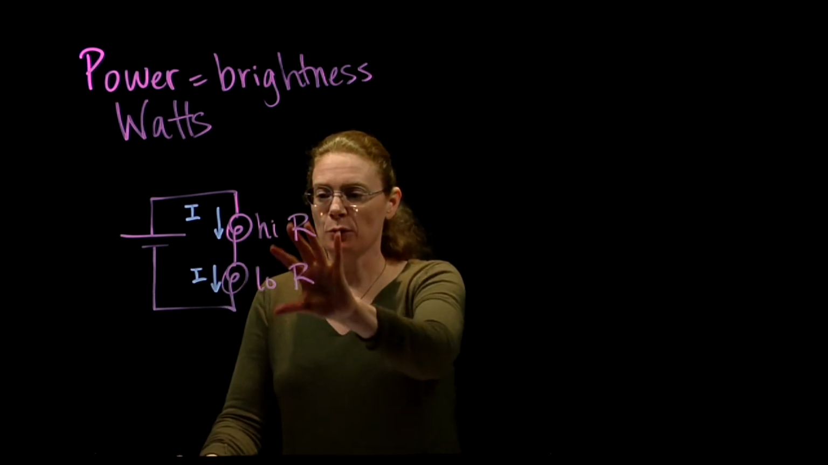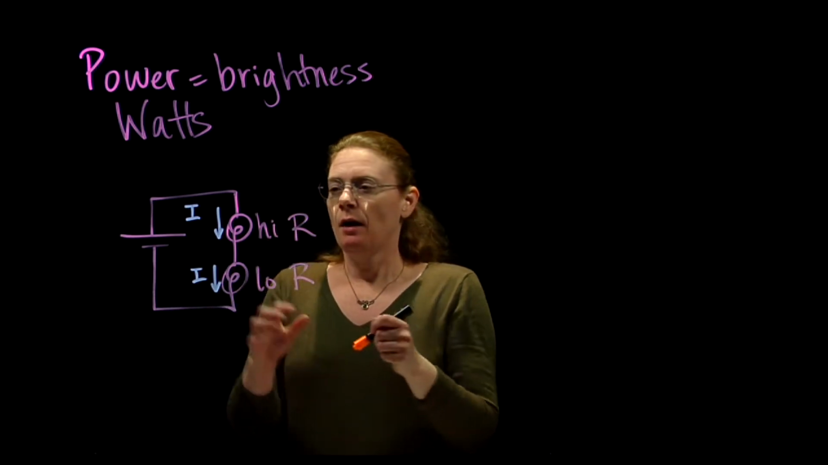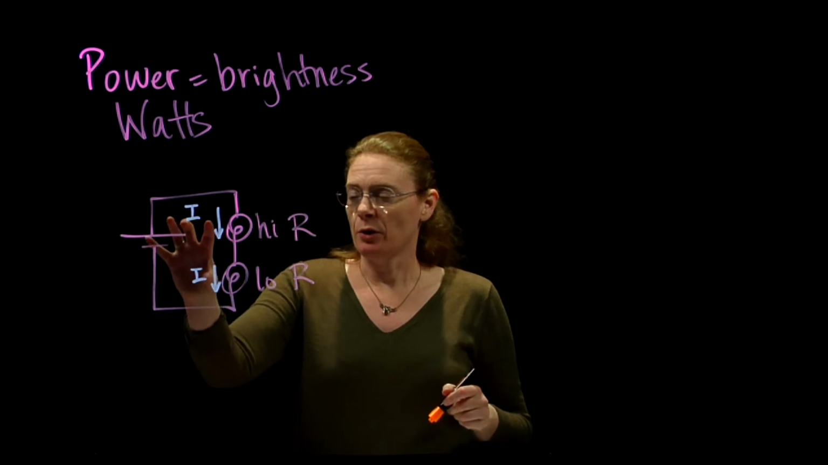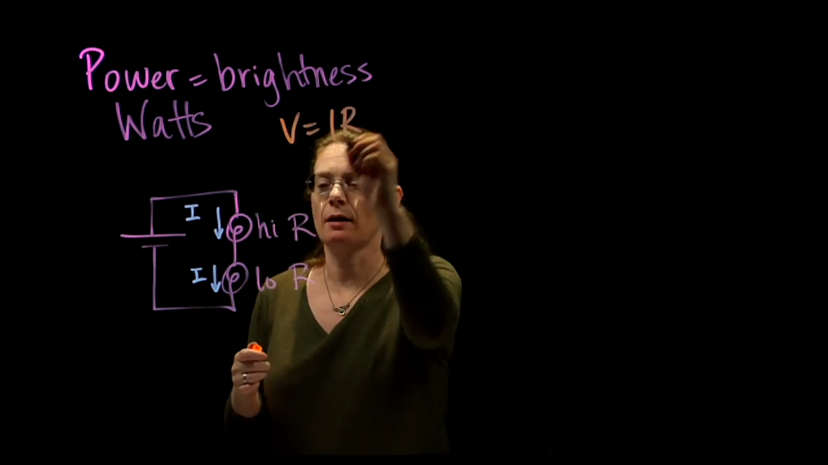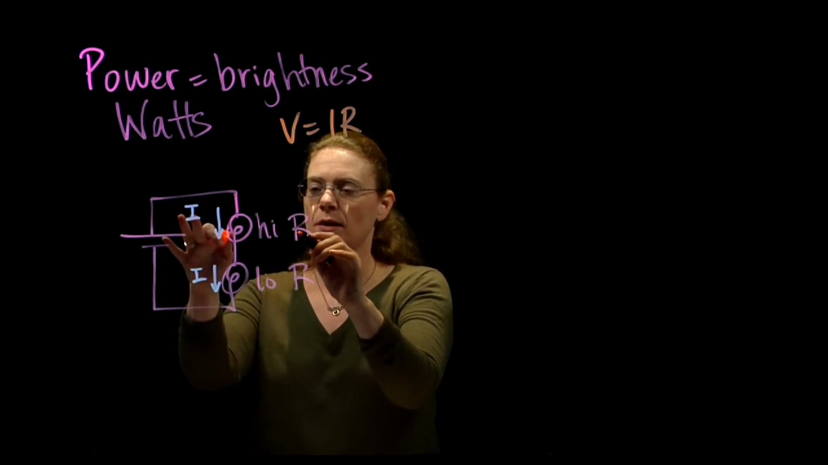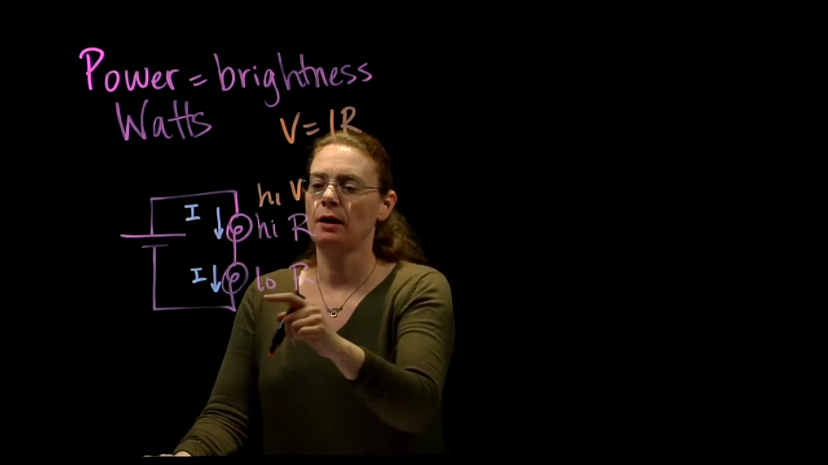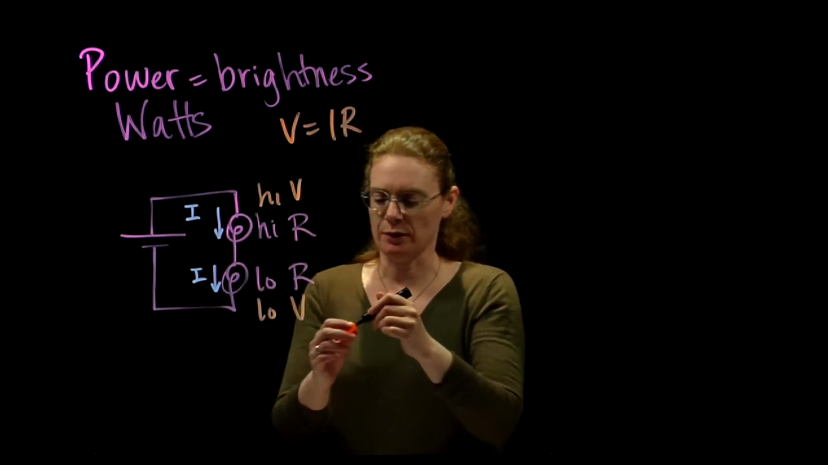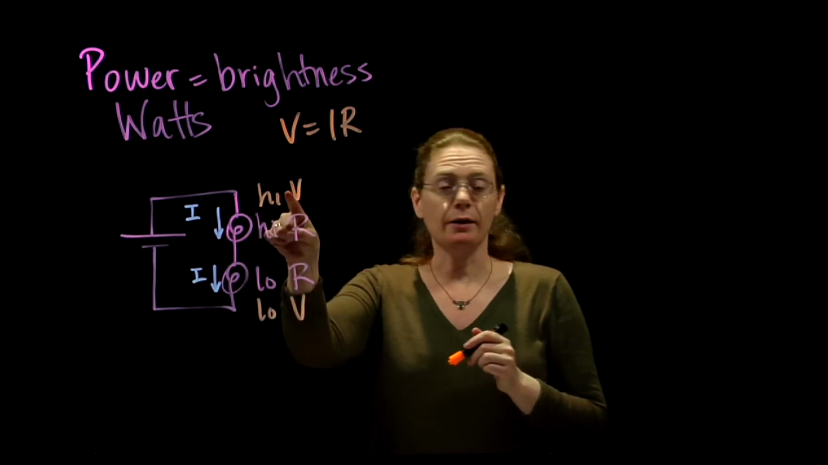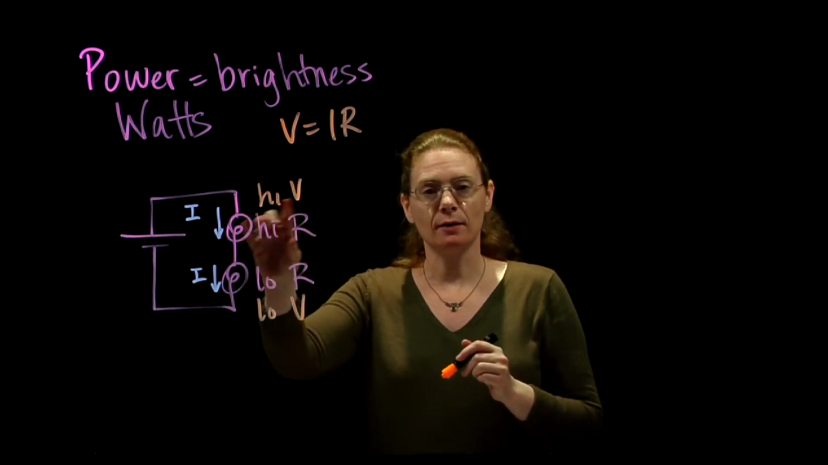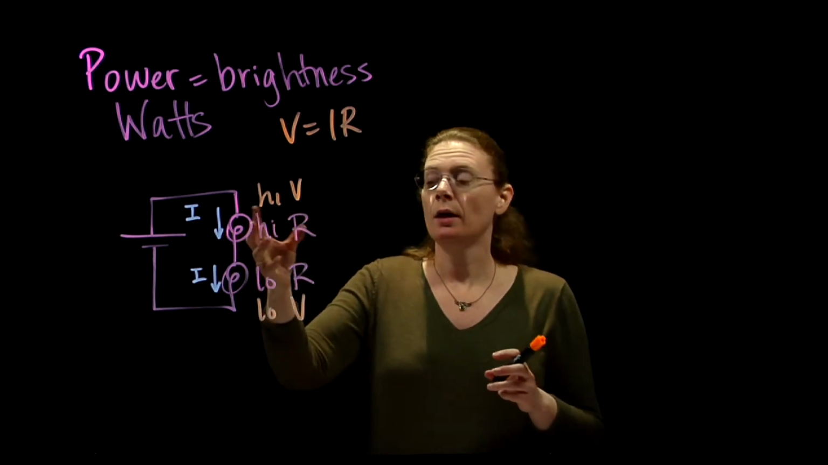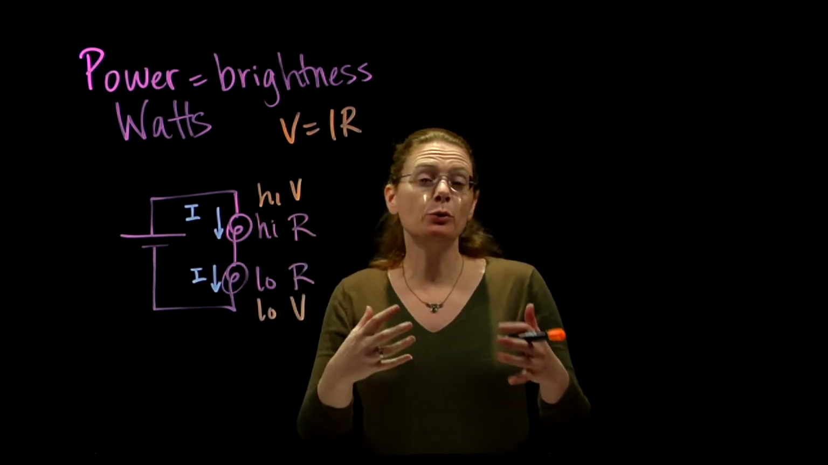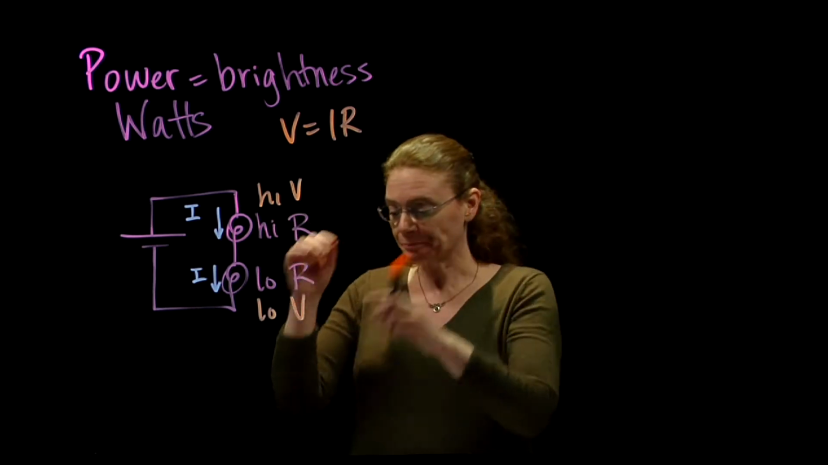So what would the voltage be like across these? All right, for the same current, a high resistance, remember Ohm's law, V equals IR, high resistance, this would have a high voltage. Low resistance, this would have a low voltage. Same current, higher voltage. In series, the high resistance bulb is brighter. It has more power going to the bulb. The bulb is using more power from the circuit.